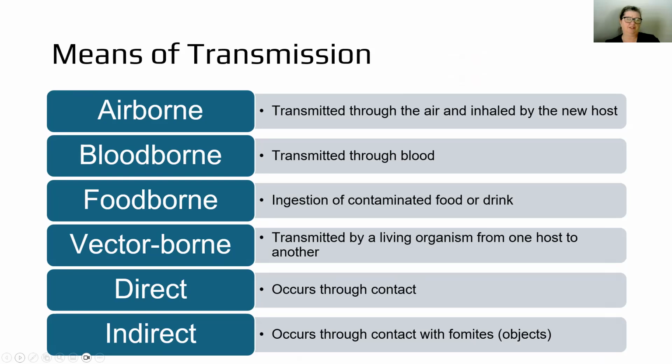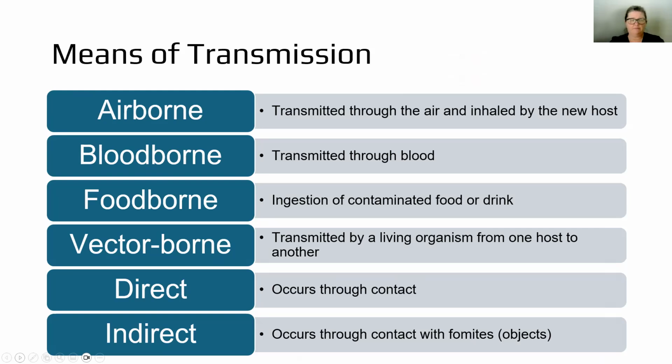We can have foodborne transmission, which is the ingestion of contaminated food or drinks. Vector-borne transmission is transmitted by a living organism from one host to another. So mosquitoes are a perfect example of that. A mosquito lands on one person, bites them, they have a disease in their blood. The mosquito then transmits that disease to the next person they bite.